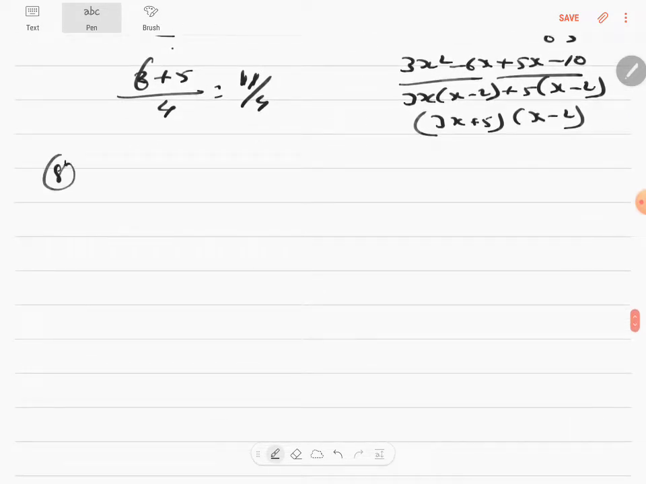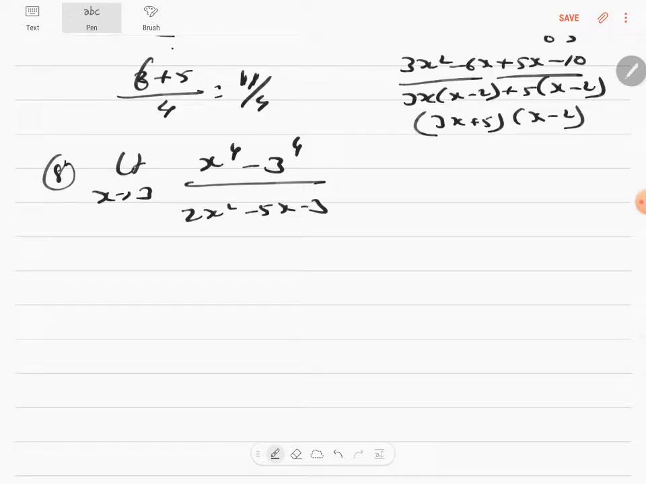So the 8th question is limit of x tends to 3, x to the power 4 minus 3 to the power 4, that is 81. 81 can be written as 3 to the power 4, by 2x square minus 5x minus 3. Is the denominator becoming 0? Yes, it is becoming 0. So what is the trick? Factorize. The trick is to factorize.